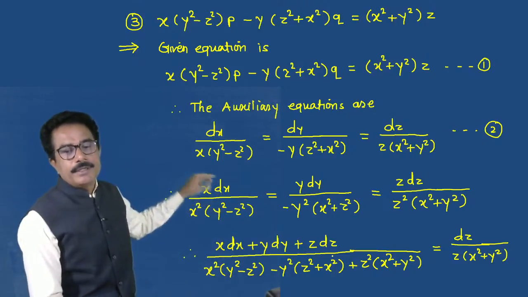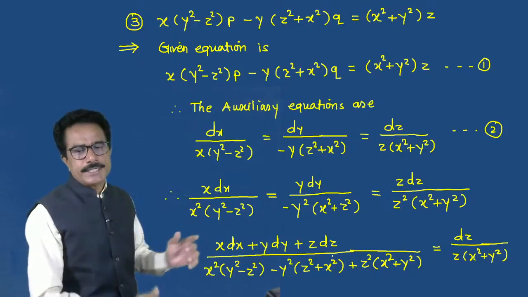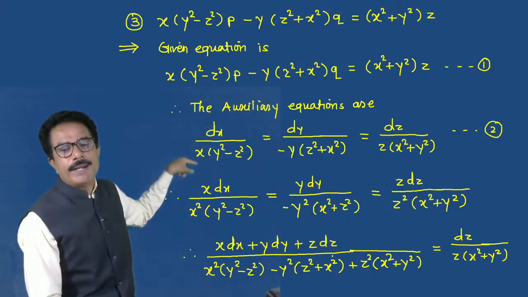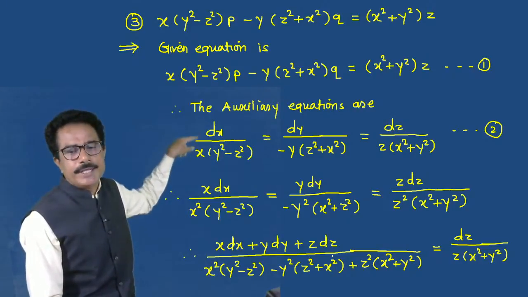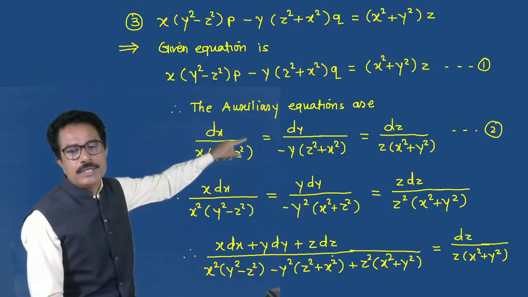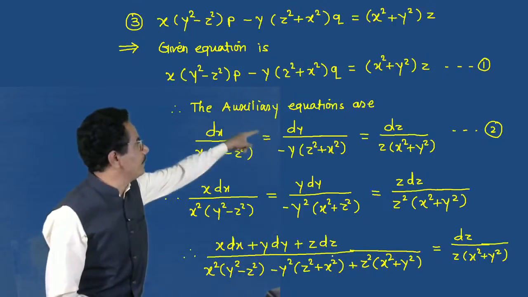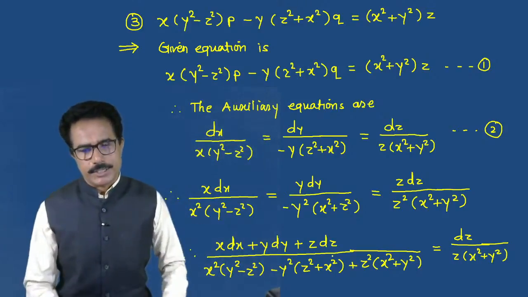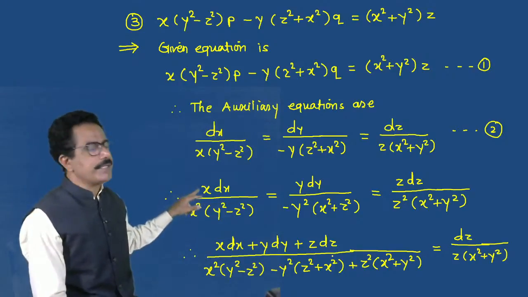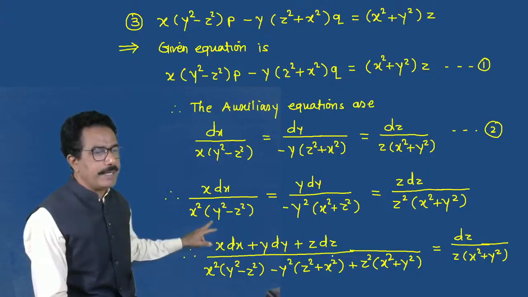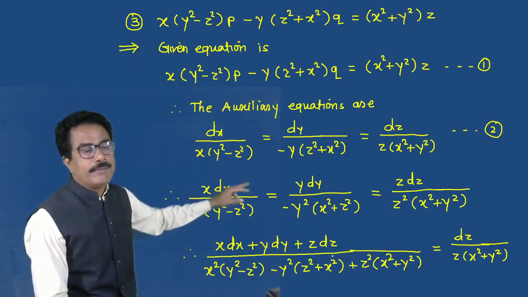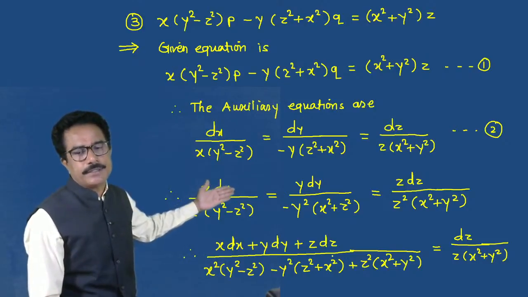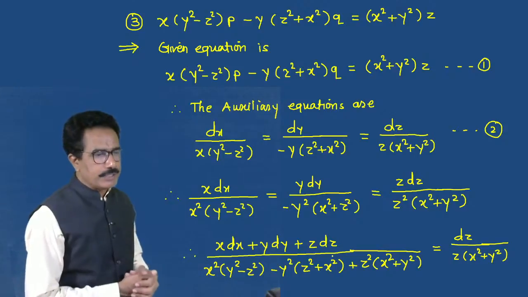Now see what we did. To solve the equation, the remaining terms are x square, y square, z square. Here there was x, so we divide and multiply the first ratio by x, divide and multiply the second ratio by y, similarly divide and multiply the third ratio by z. So we get x dx divided by x square in a bracket y square minus z square, y dy divided by minus y square into x square plus z square, z dz divided by z square in a bracket x square plus y square.